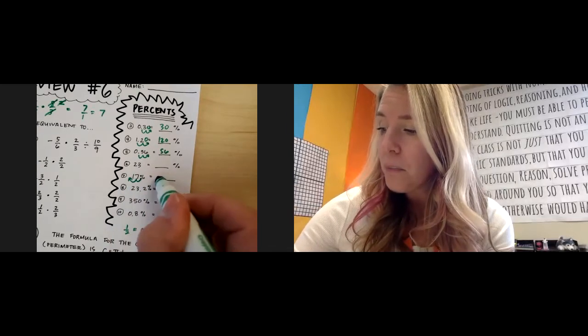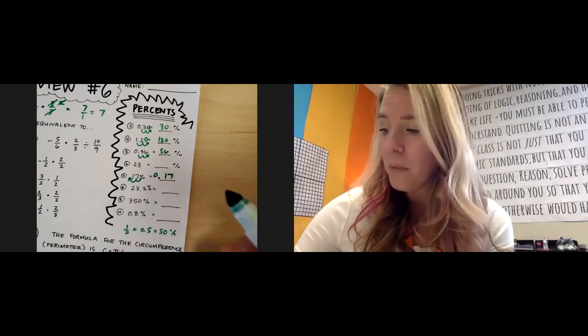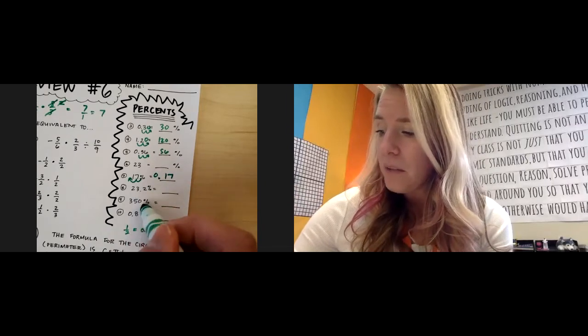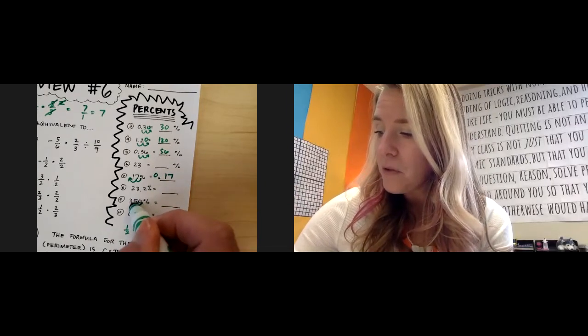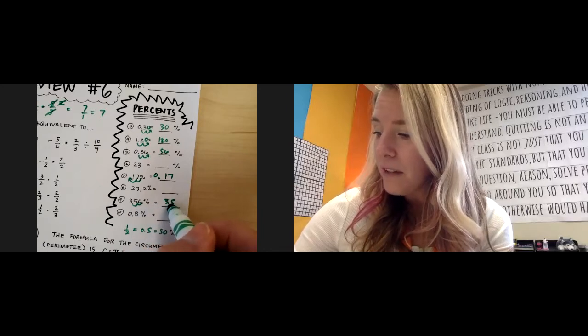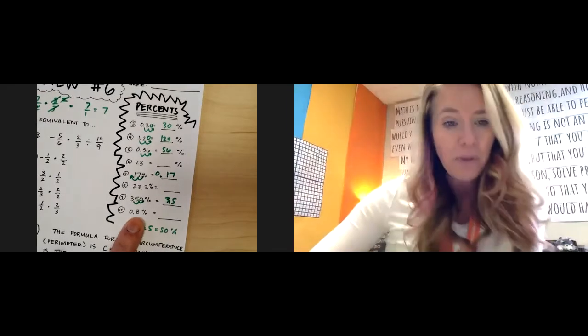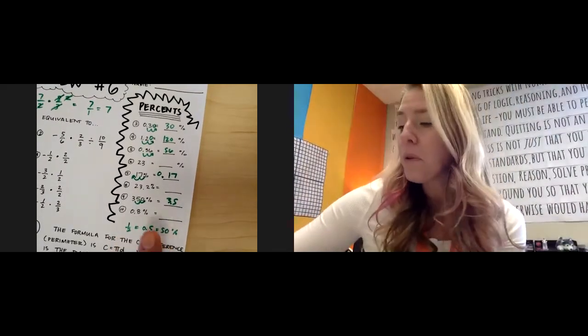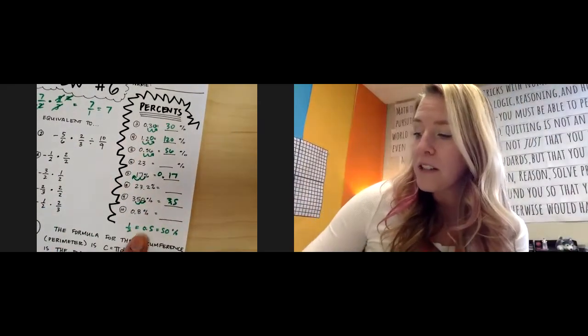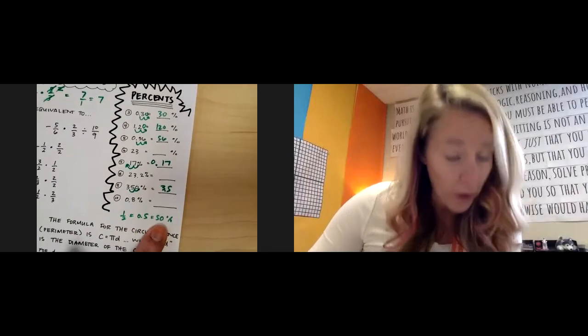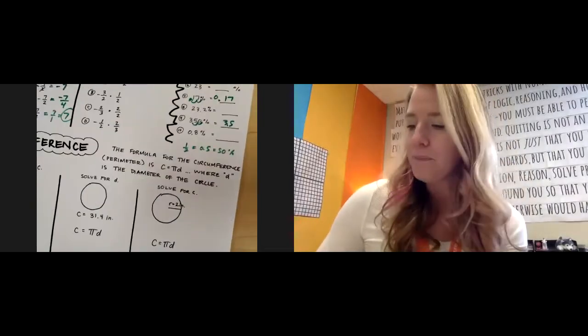Scooch, 0.17. You can put a placeholder in front. Let's do this one. 350. Scooch. That is 3.5. Okay, so don't be thrown off if there's a decimal in the middle of a percentage. It's possible. Okay, just remember the right direction to move your decimal and use your little cheat sheet. 1/2 equals 0.5 equals 50%.